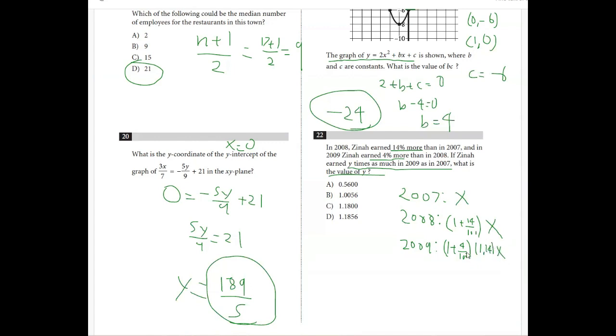And let's just compare, and we only need to find what this value is. Okay, so this is 1.04 times 1.14, which is equal to 1.1856. So 1.1856, so D is correct.